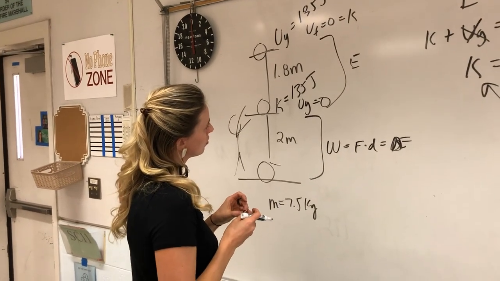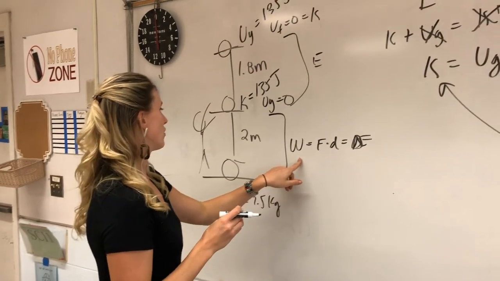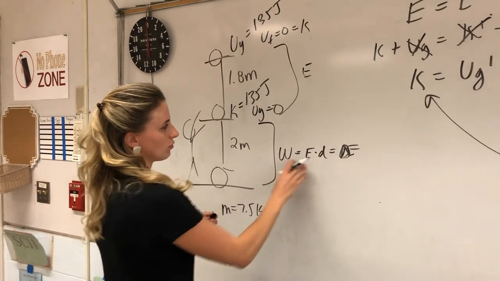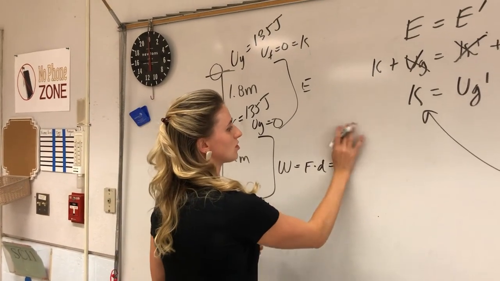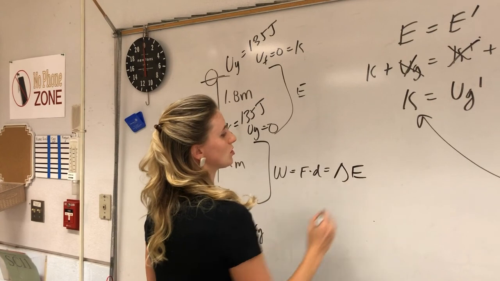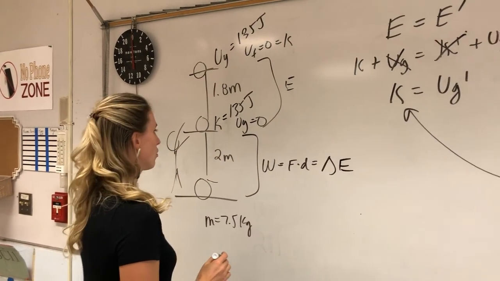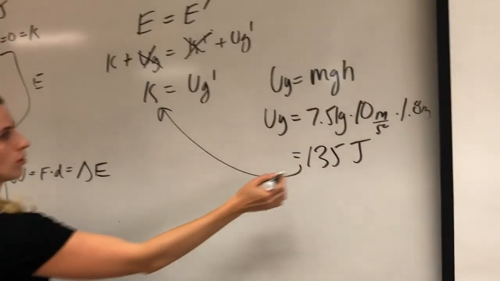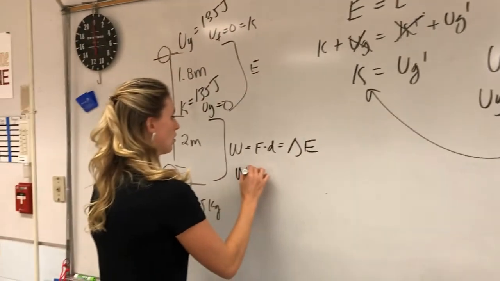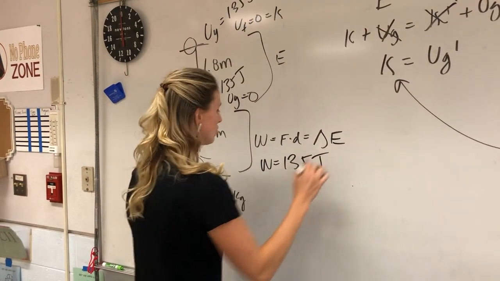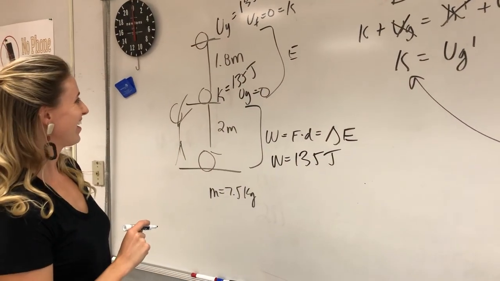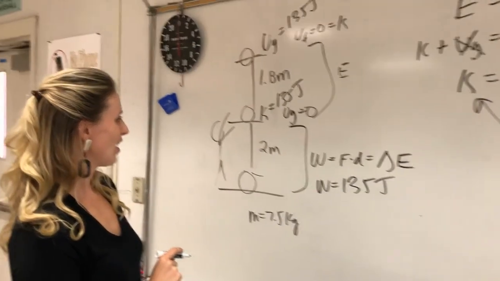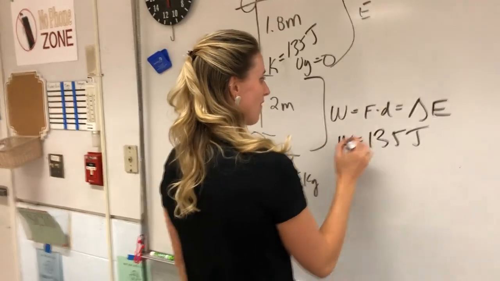Well, what's that thing in the first 2 meters right there? We said that work is equal to force times distance, which equals the change in energy. So the change in energy is 135 joules. That means the work is 135 joules. Could we find the average force that was exerted on that bowling ball? Absolutely.